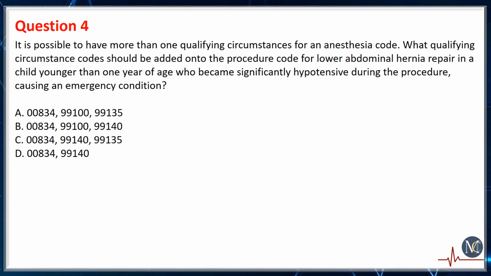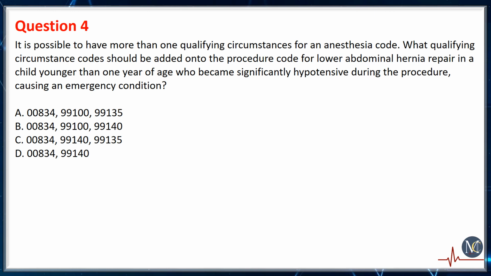Our next question is, is it possible to have more than one qualifying circumstance for an anesthesia code? What qualifying circumstance code should be added onto the procedure code for lower abdominal hernia repair in a child younger than 1 year of age who became significantly hypotensive during the procedure, causing an emergency condition?